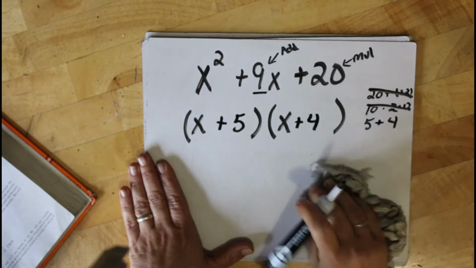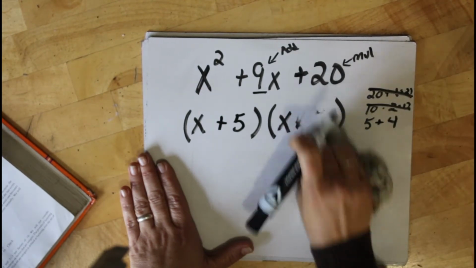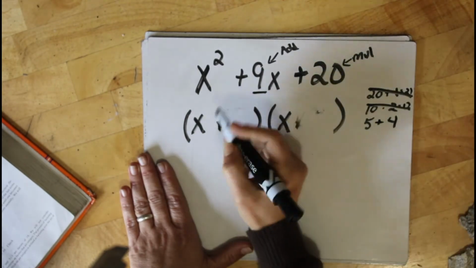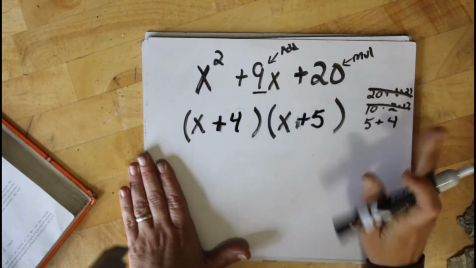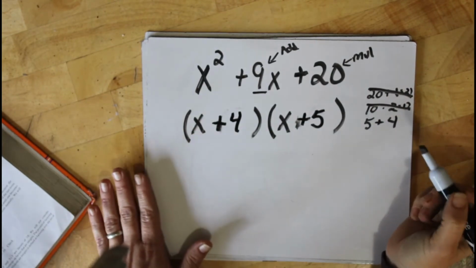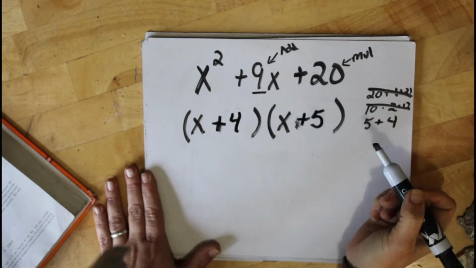And it doesn't matter what order we do this in, we're still going to come out with the same answer. So if I swap these around and put plus 4 over here and plus 5 over here, it's going to be the same. All right, let's multiply this back out and make sure that we come up with that trinomial.